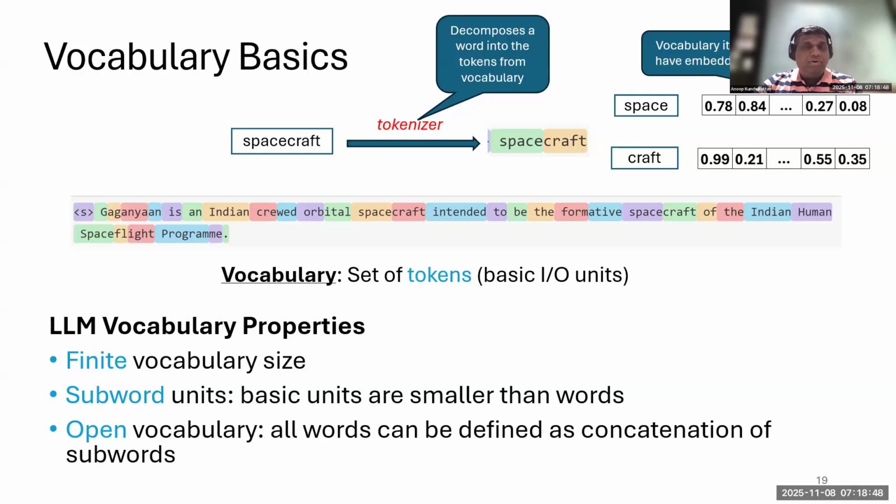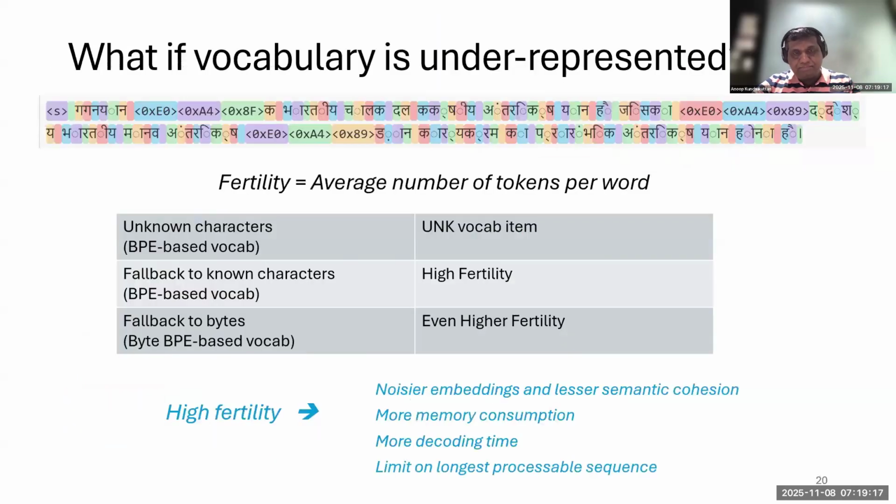So what characterizes the LLM vocabulary? Generally we work with finite vocabularies and subword vocabularies, which means the basic units are smaller than words, and every word can be expressed as a composition or a concatenation of subwords. This allows us to achieve an open vocabulary. So any new word can be represented as a concatenation of existing subwords in the vocabulary.